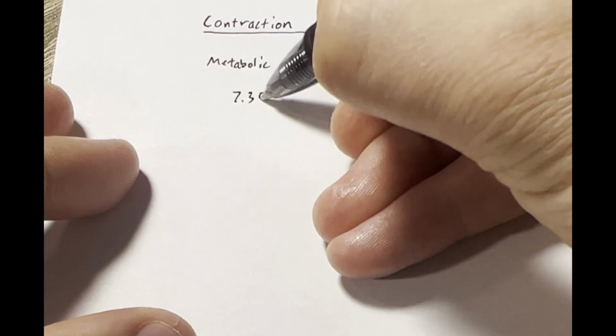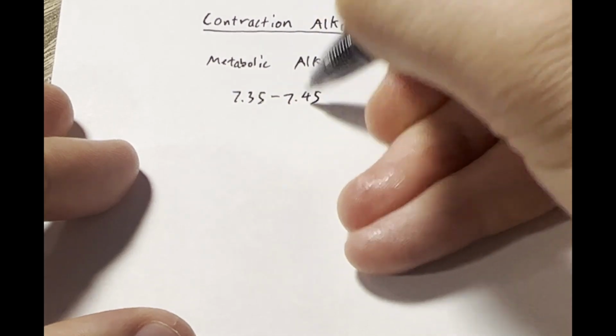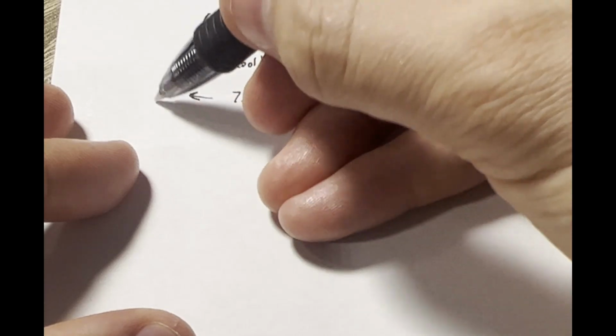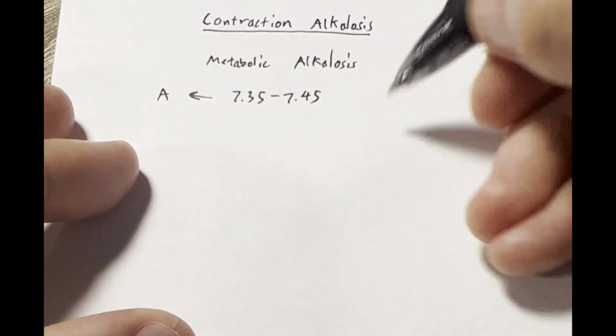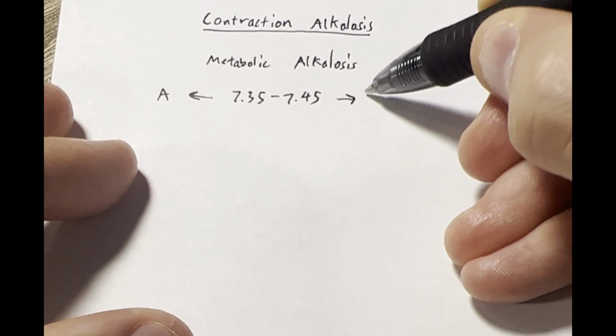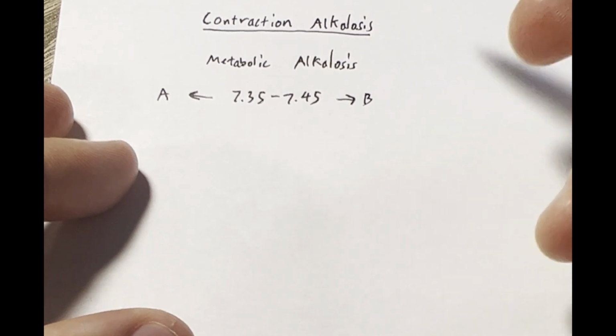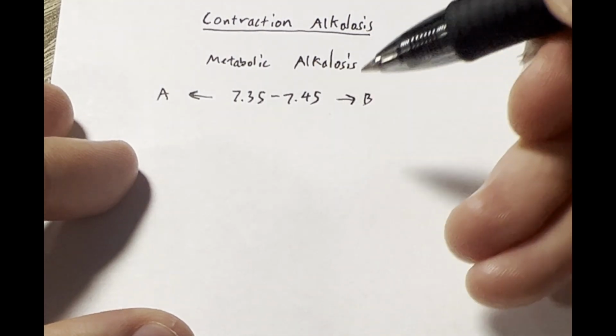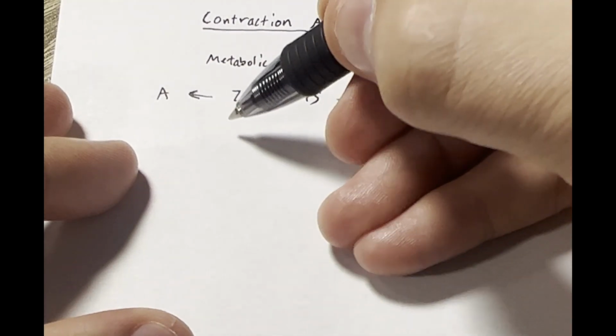We have our pH here. Remember, 7.35 to 7.45. Anything lower than 7.35 is an acidosis. Anything greater than 7.45 is going to be an alkalosis. Acidosis, and I put B for base, but that's going to be our alkalosis.